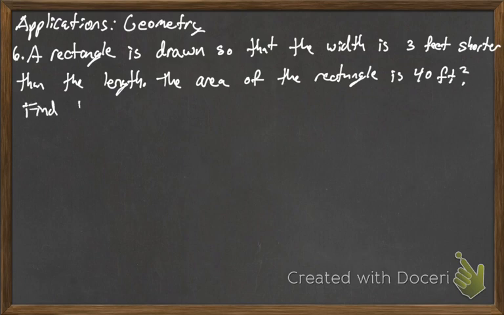It says a rectangle is drawn so that the width is 3 feet shorter than the length. The area of the rectangle is 40 feet squared. Find the dimensions. Okay, so we'll go ahead and draw ourselves a rectangle.